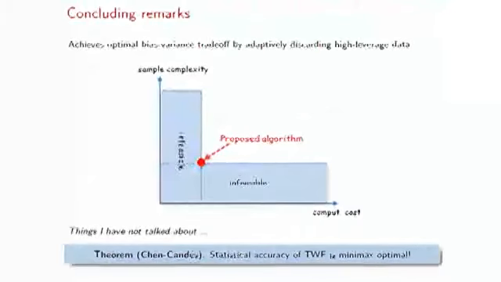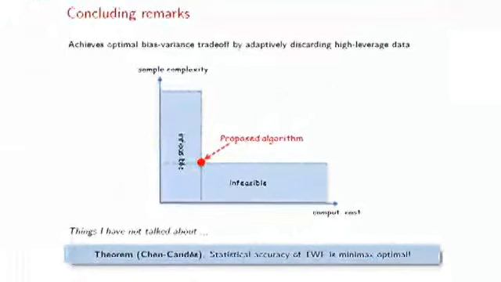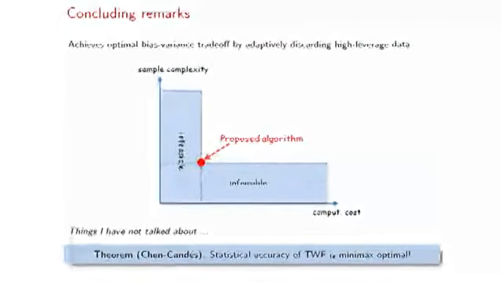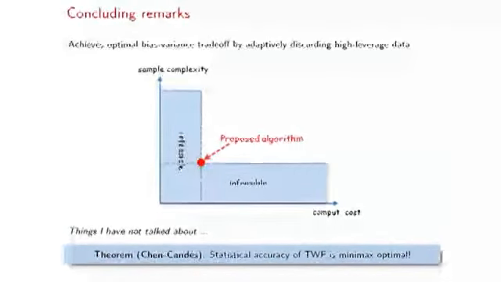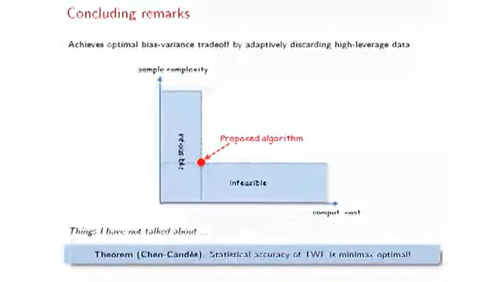So to conclude, we have proposed an algorithm to achieve the best sample complexity and best computational cost simultaneously. And the key message is that we would like to discard high-leverage data in order to achieve a better, more stable performance. And there are quite a few things that I have no time to talk about, but I will stop here. Thank you very much.